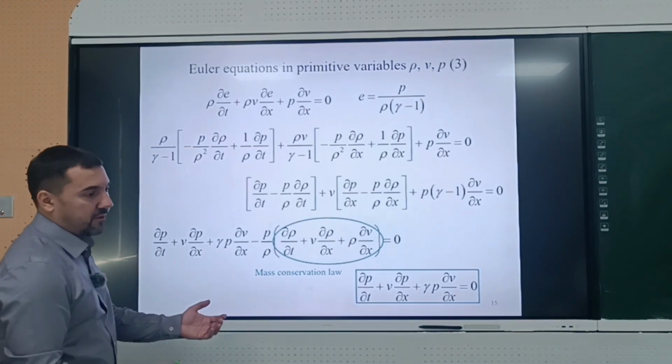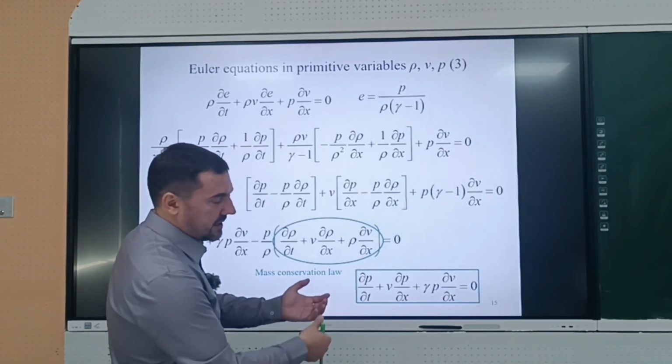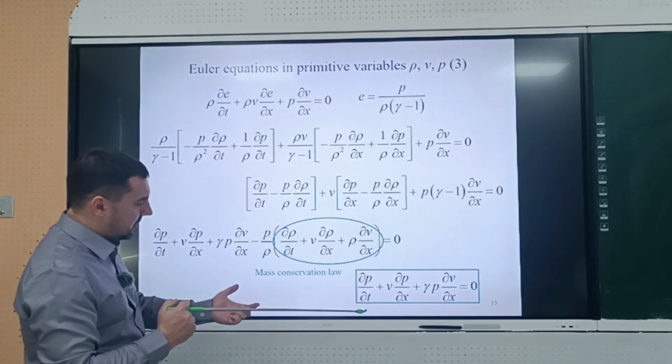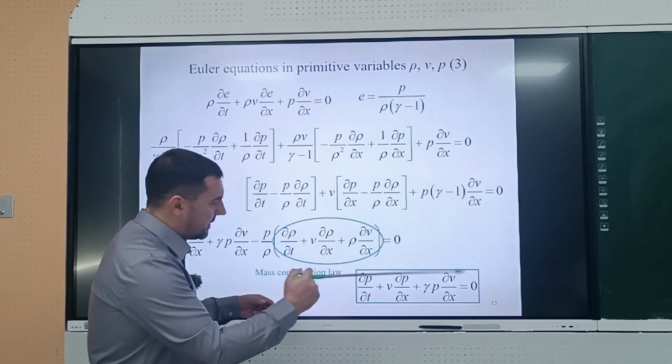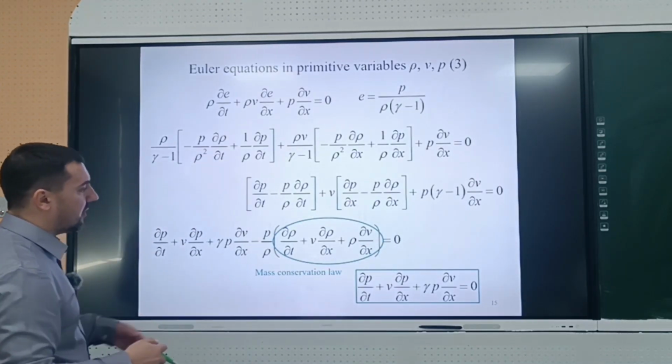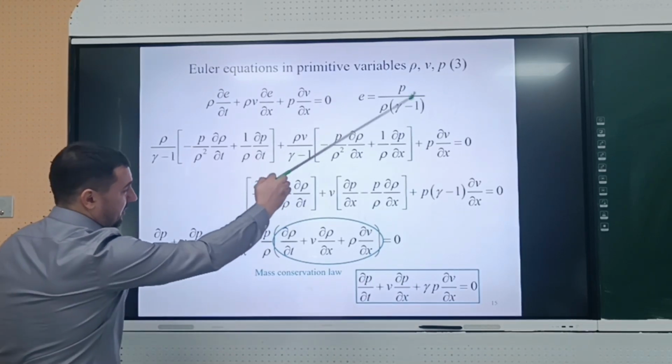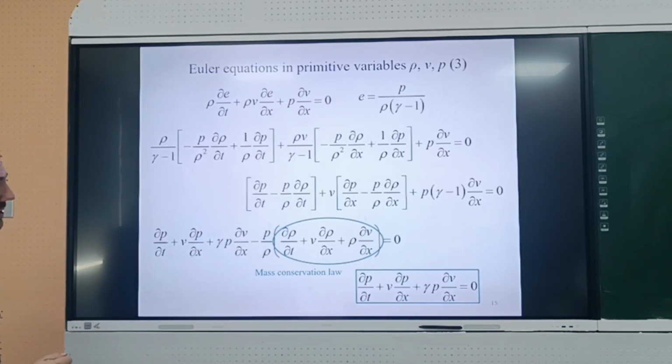Because the components of our primitive variables are density, velocity, and pressure, that is why we should get the equations for density, for velocity, and pressure. So the energy equation is actually the equation for pressure. And again, this gamma appears only because we use the ideal gas equation of state.